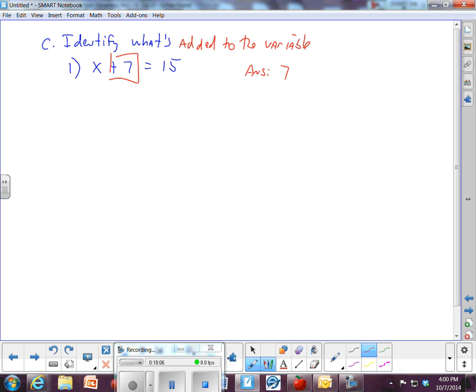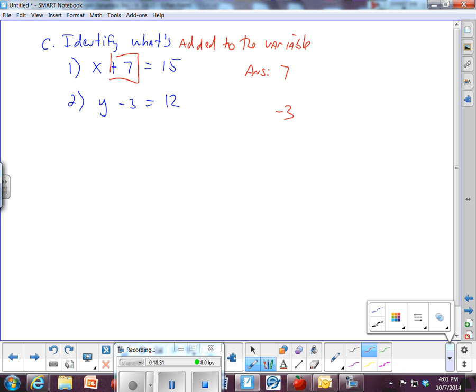And we'll want to move that 7 to the other side by adding its opposite to both sides. We'll do that in a minute. We're not going to do that right now. We're just trying to figure out what's added to the variable. How about something like this? y minus 3 equals 12. What is added to the variable? Well, I hope you'll say the answer is negative 3.